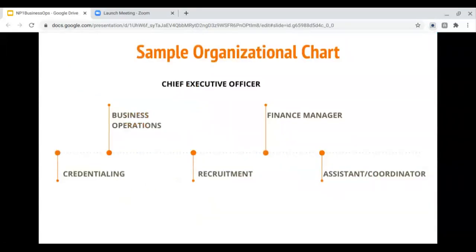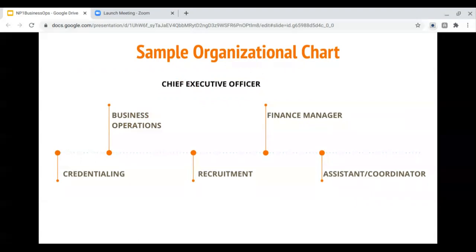So here's a sample organizational chart for you guys. And this was kind of how my agency's organizational structure was set up. So there was a chief executive officer, there was a business operations person, a finance person, someone who handled credentialing, recruitment, and then an assistant coordinator type.